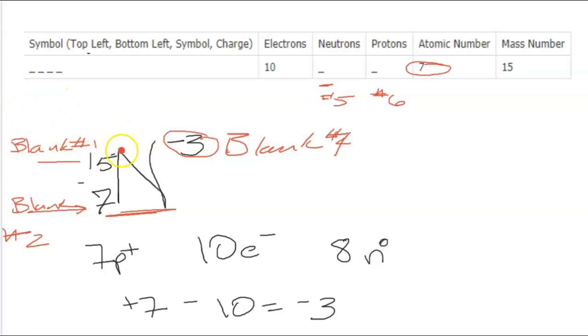So blank number 1 is the mass number. Blank number 2 of this one is the atomic number. Blank number 3 is the symbol for the element, which in this case is the capital N. The charge, you can either put negative 3 or 3 minus. It should take either one of them. That's the fourth blank. Blank number 5 is how many neutrons there are. And blank number 6 is how many protons there are. And that was 7.